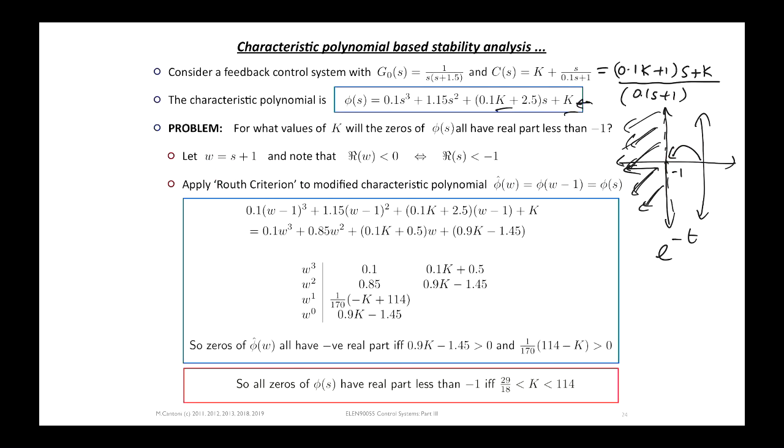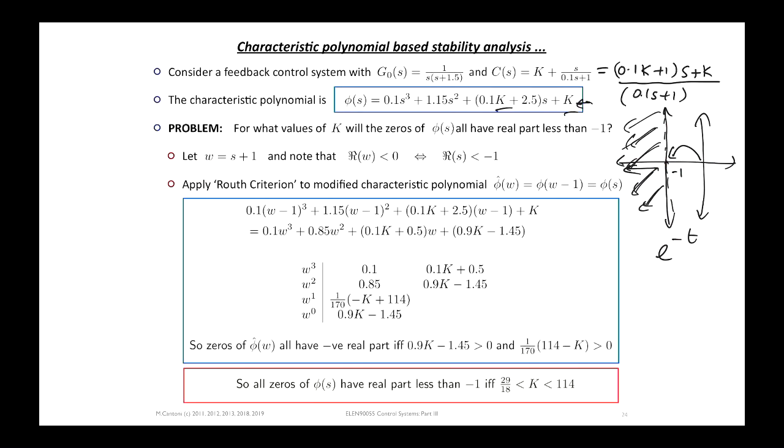So when S is equal to -1, W is 0. So if you like, this is the S-plane, and the origin of the S-plane is here. This is the W-plane, and the origin of the W-plane sits on S equals -1, because S equals -1 makes W equal to 0.